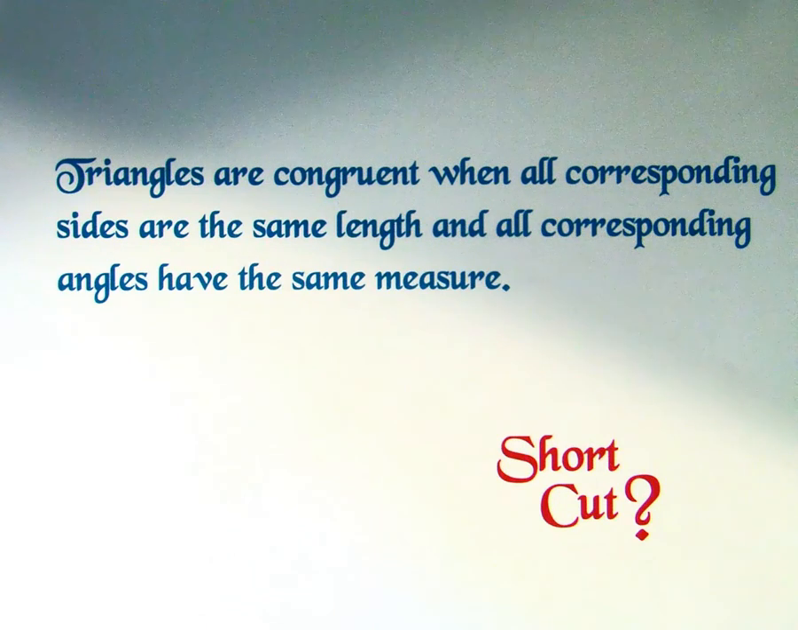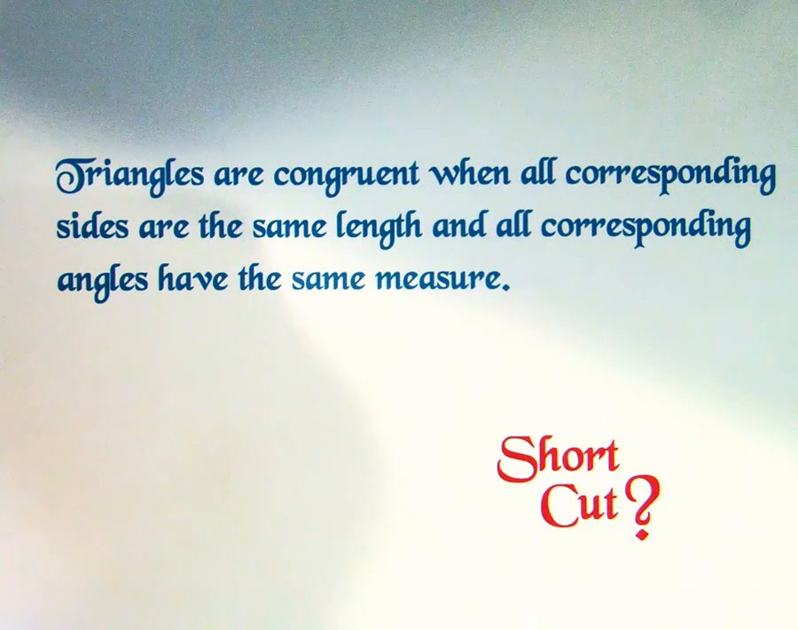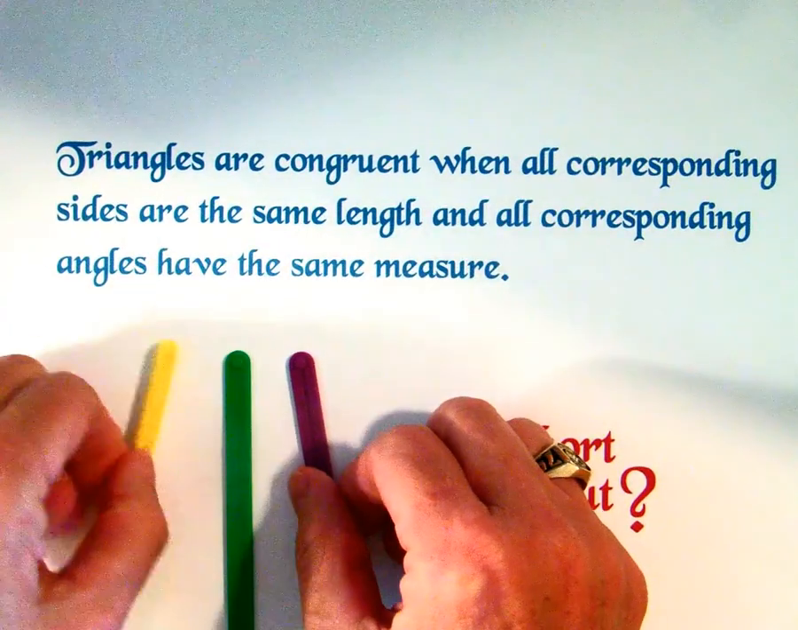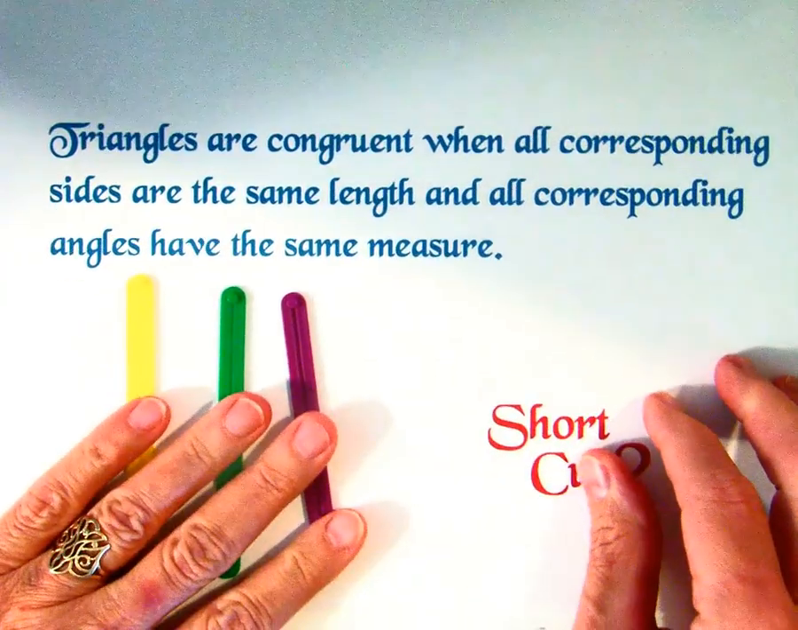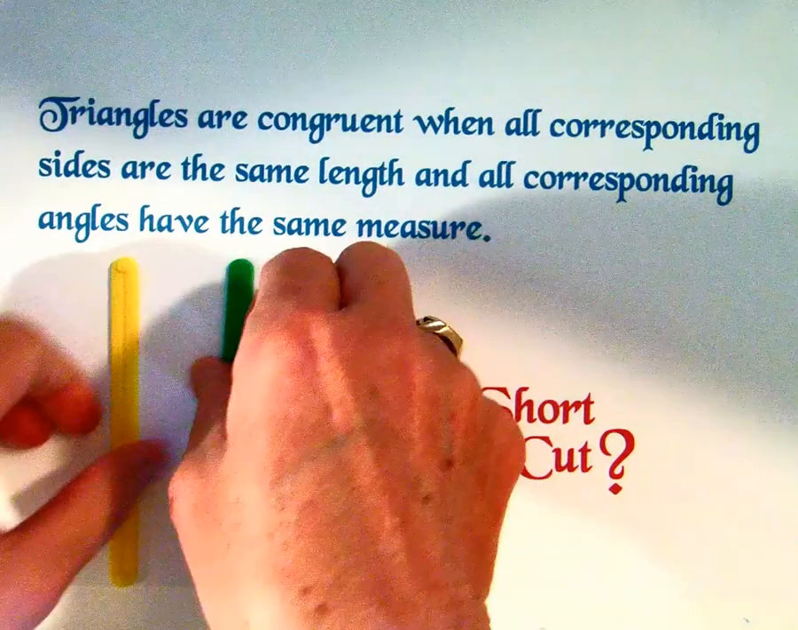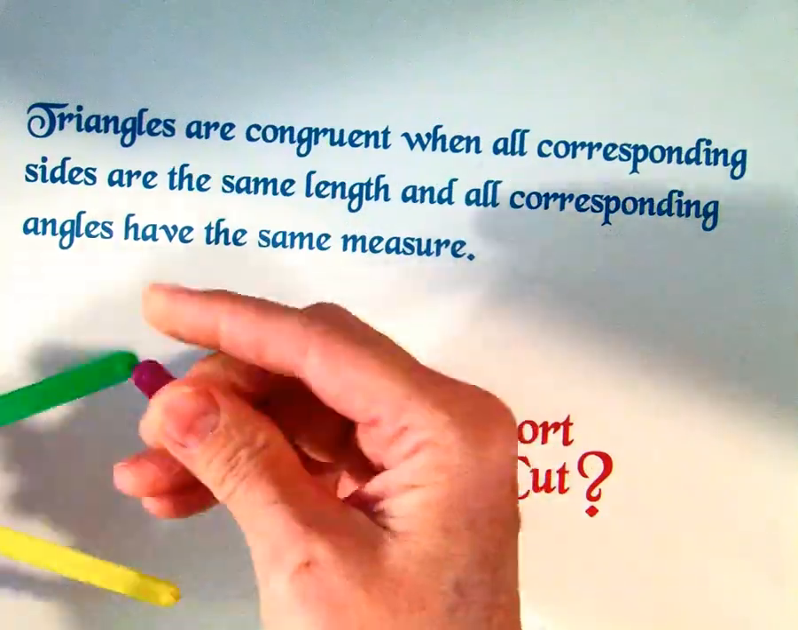Wait, that's like too much trouble. Last lesson we found a shortcut, one shortcut. We're going to talk about some more shortcuts today. The shortcut we talked about last time is if you have three set lengths, there's only one way that you can put that together to form a triangle. So any triangles made with the same side lengths will be congruent.